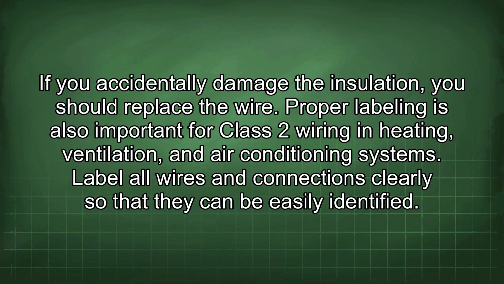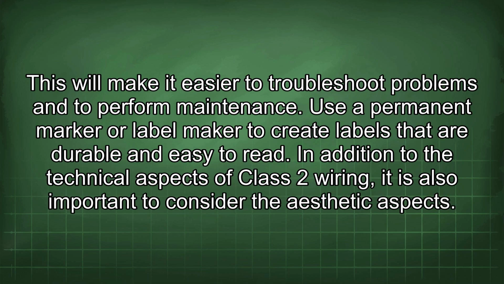Proper labeling is also important for Class 2 wiring in heating, ventilation, and air conditioning systems. Label all wires and connections clearly so that they can be easily identified. This will make it easier to troubleshoot problems and to perform maintenance. Use a permanent marker or label maker to create labels that are durable and easy to read.